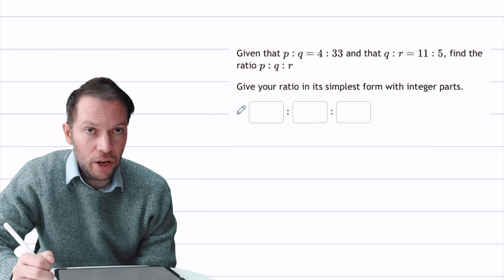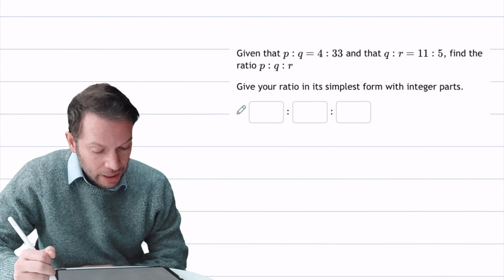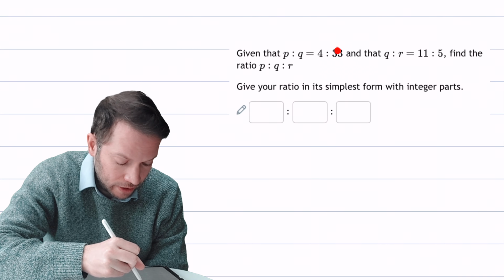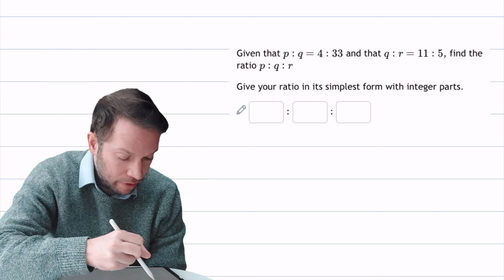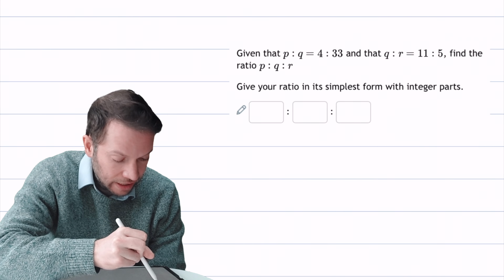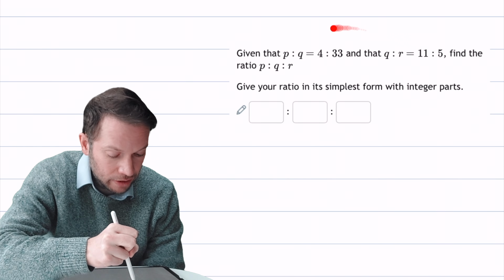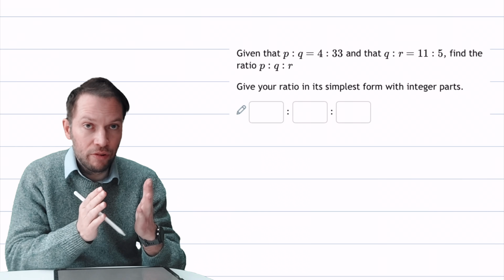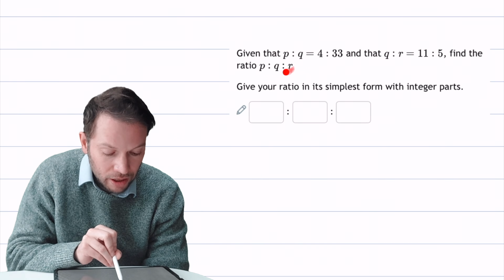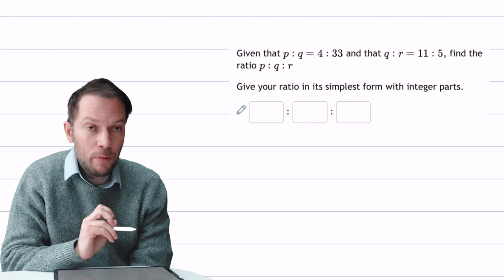Hi, welcome to this video on combining ratios. Now we've got these two ratios here. We've got P to Q is 4 to 33, and we've got another further ratio, Q to R is 11 to 5. And notice that these two ratios here have Q in common, don't they? And we want to find a combined ratio, put those two ratios together to give one big single ratio, P to Q to R. Now, how are we going to do this?